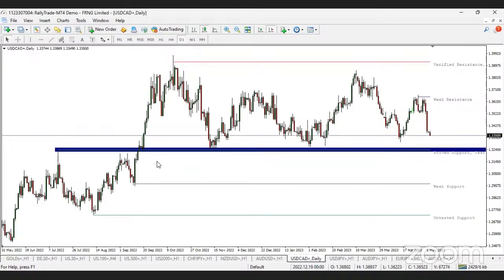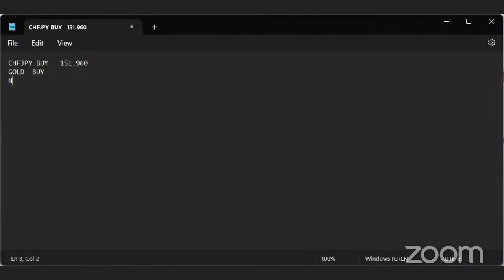So on our notepad, let me quickly include that NZD USD is also good for buy. Then AUD USD, we need to wait for retests before we buy.